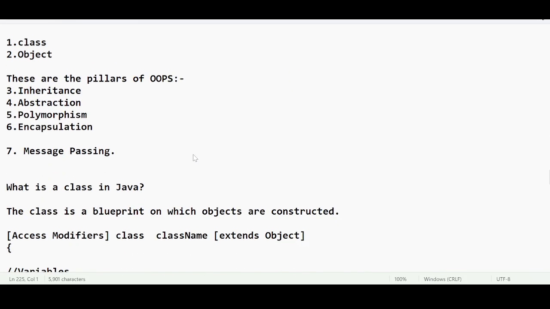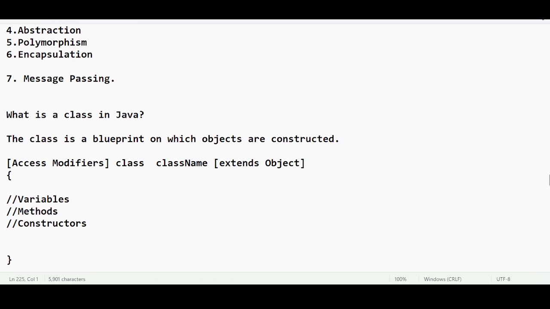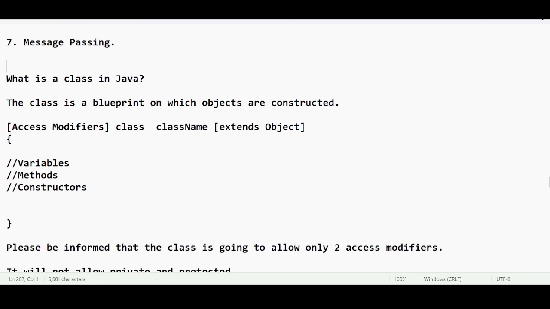Okay. So yesterday the topic was on class, Java class. What is a class in Java? So in a single line, you can say that the class is a blueprint on which objects are constructed or created.